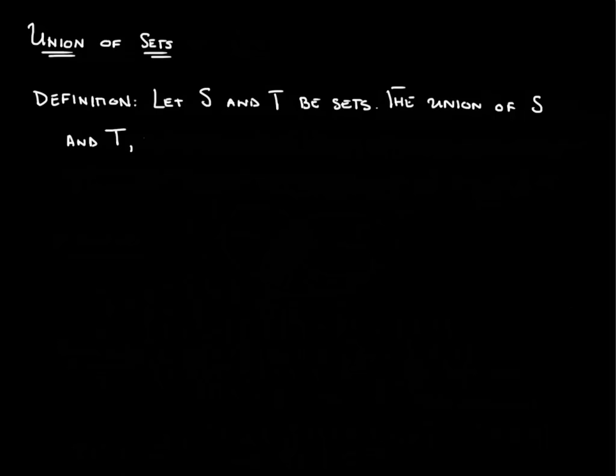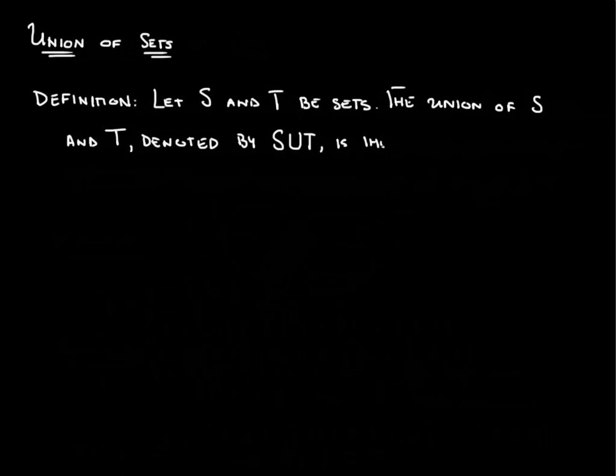Okay, so in this video, we're going to have a look at the union of sets. So let's start with our definition. We have two sets, so let S and T be sets. Now the union of S and T, which is denoted by our little notation here, S with the little cup symbol like this, S union T.